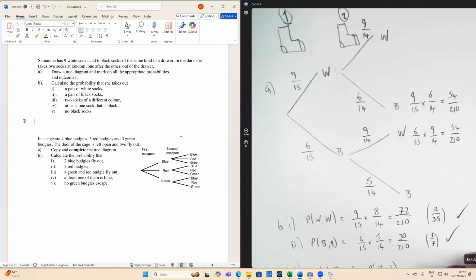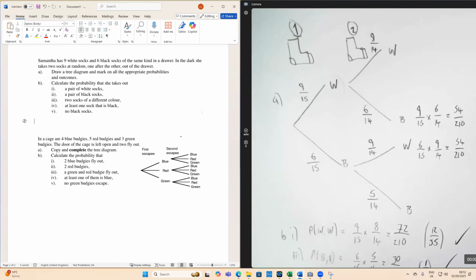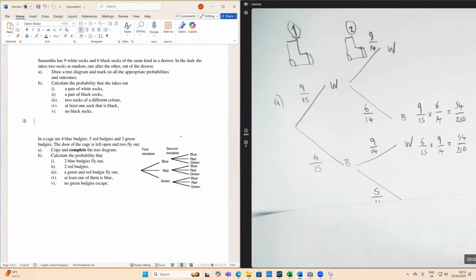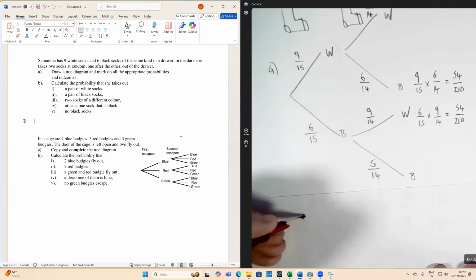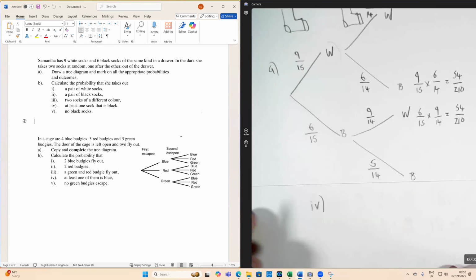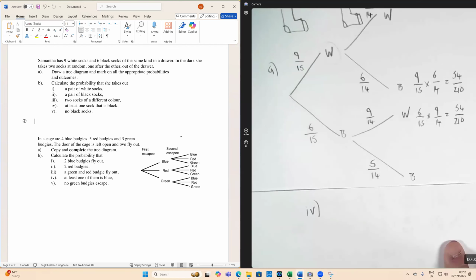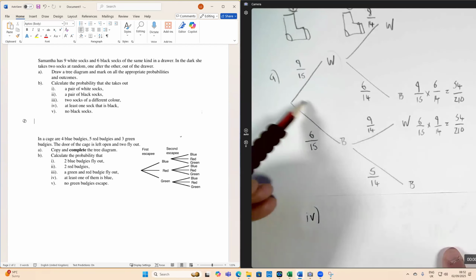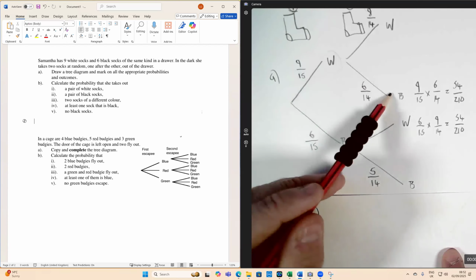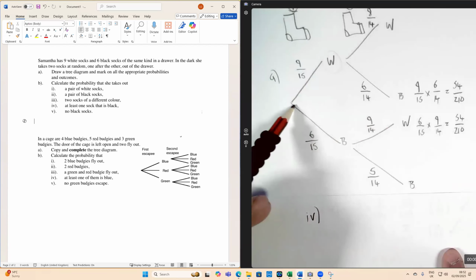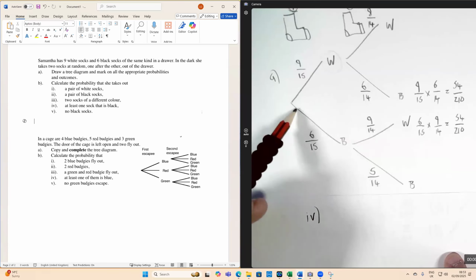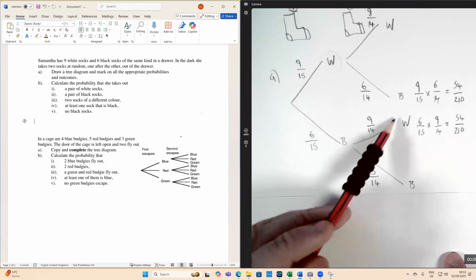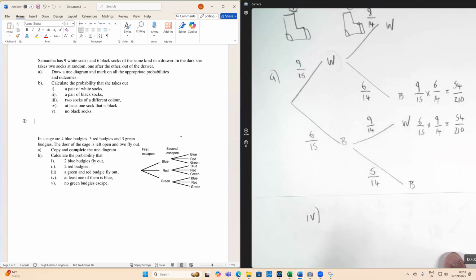Next one, at least one of the socks is black. Now there's a longer way to do this and a quicker way to do this. The longer way is to work out at least one is black. We could have this branch, white and black, this branch, black and white, and this branch, black and black. So we could work out those 3 branches and add them together, and that would give us our answer.